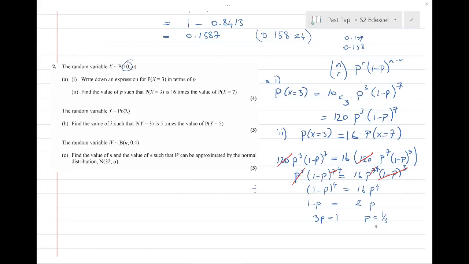And then we've got part B, which is a similar type of thing, but this time it's for a Poisson. Okay, so let's just do that. It says that we've got Poisson lambda, giving us a similar kind of scenario, where the probability of Y equals 3 is 5 times the probability of Y equals 5. So P(Y=3) is equal to 5 times P(Y=5).